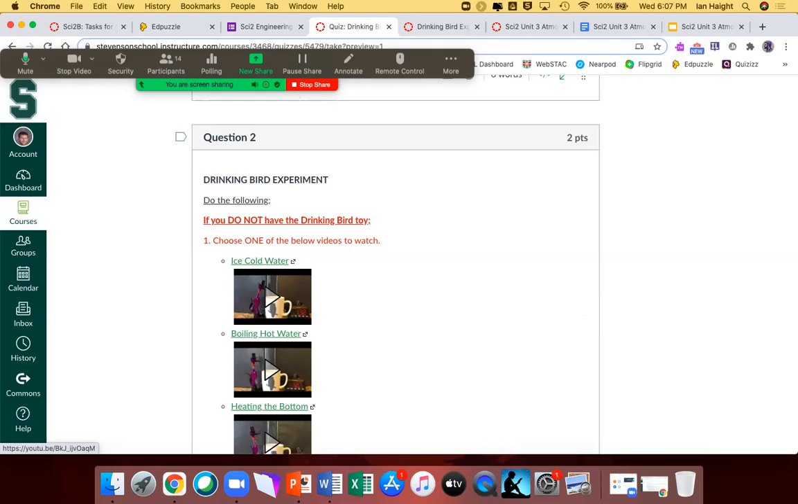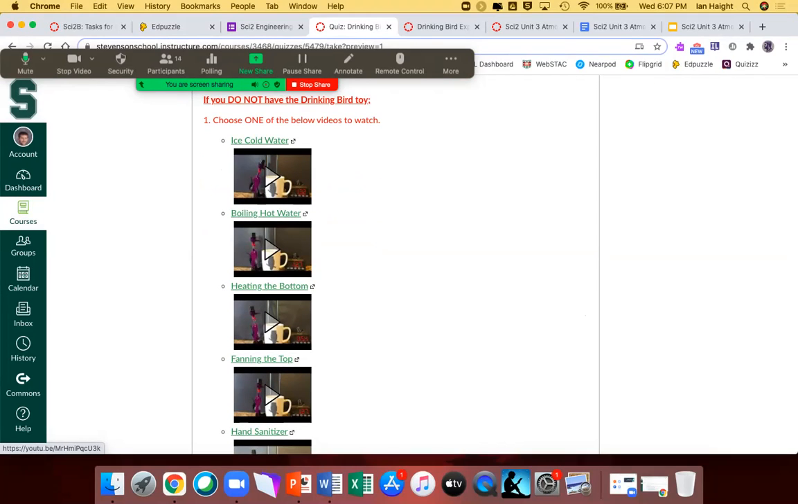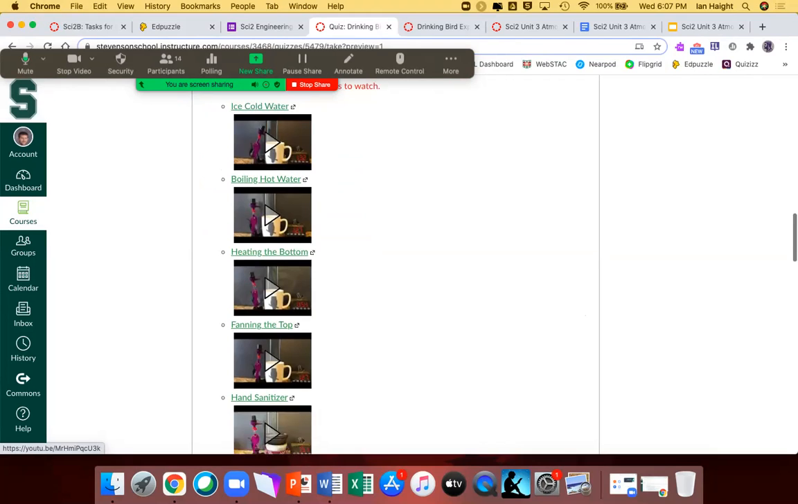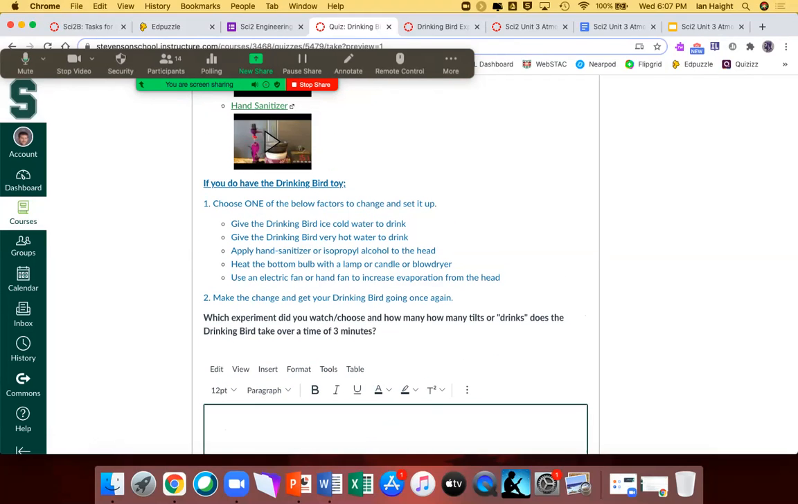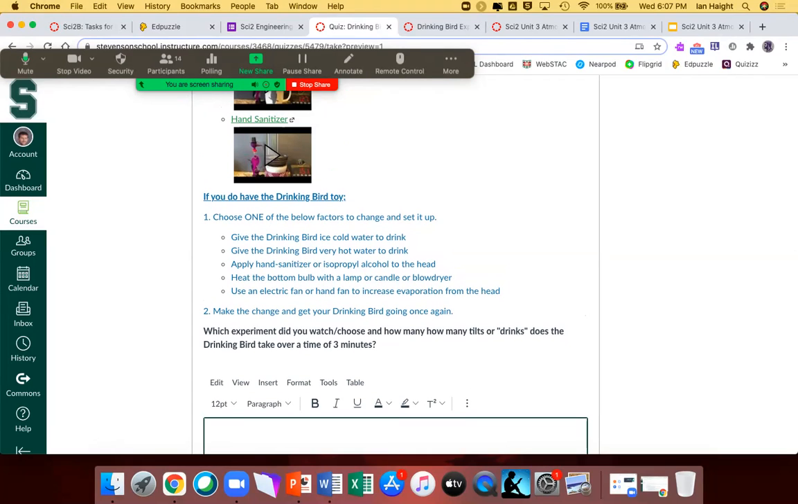Then you're going to do an experiment. You're going to change something. So you can either expose it to ice cold water instead in a mug or boiling hot water. You can heat the bottom using a blow dryer or a candle or a space heater or something like that. You can apply hand sanitizer to the head or isopropyl alcohol if you have that, like nail polish remover or something like that. You can use an electric fan to fan the top part, right? Or just do it by hand. I waved a Tupperware lid at it.